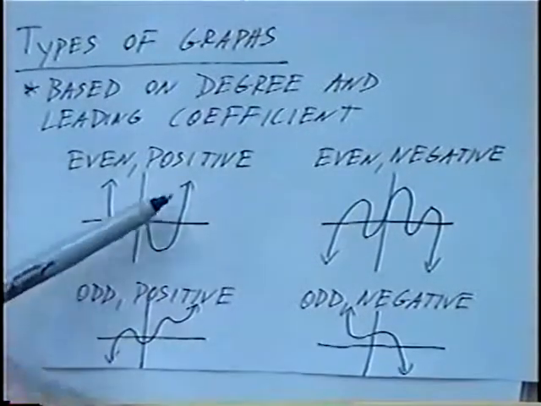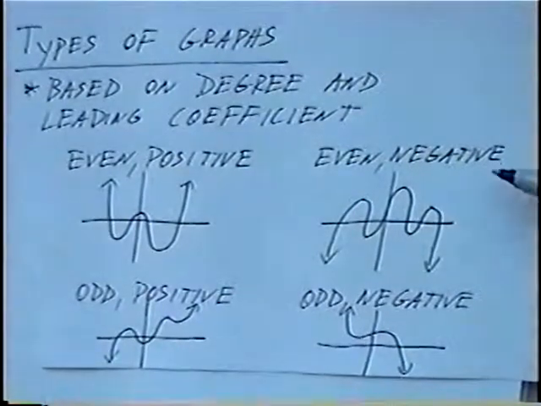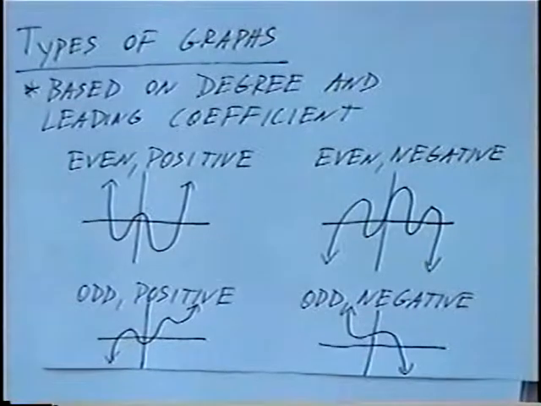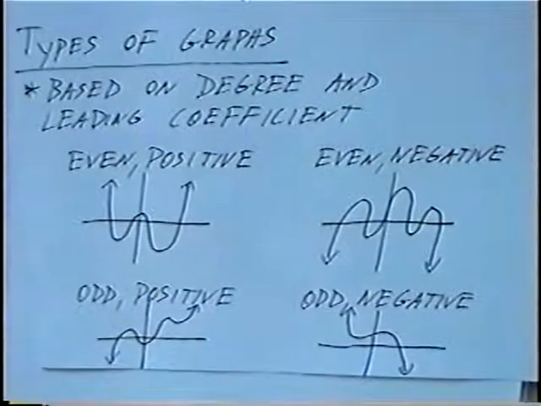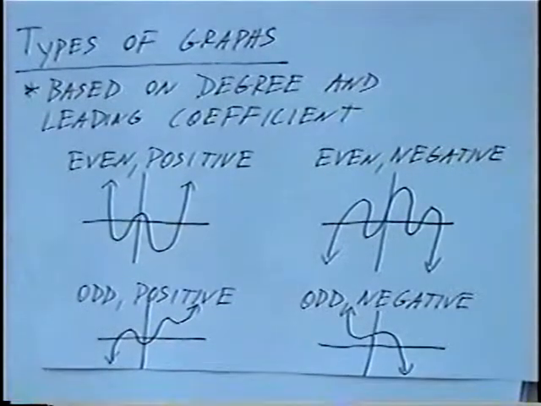If it's an even degree, both sides either point up or both sides point down. If it's a positive leading coefficient, a positive number, both sides will point up. If it's a negative leading coefficient or negative number, both sides will point down. And likewise for an odd function. Odd again means an odd degree, like 3, 5, 7, or 9.